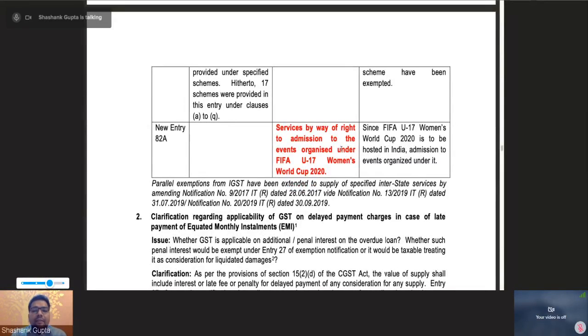relating to FIFA Under 17 Women's World Cup, services by way of right to admission to the event. So basically these matches that would have been held, they would have been held in stadiums, and to stadiums there would have been an entry ticket. So that entry ticket has been exempted from GST.